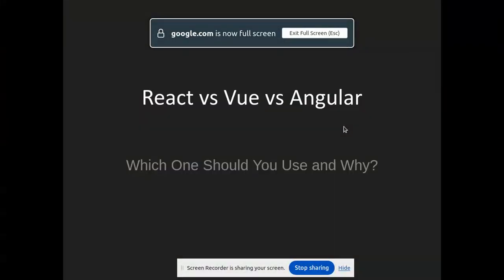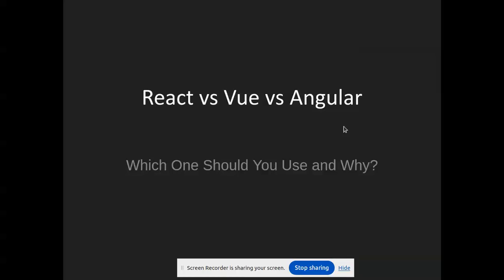Today we are going to learn about React versus Vue versus Angular. Which one should you use and why?